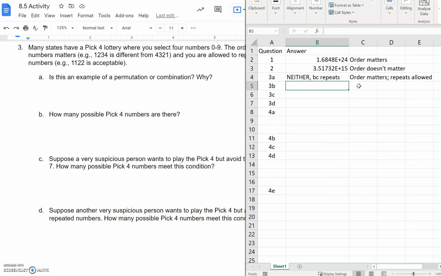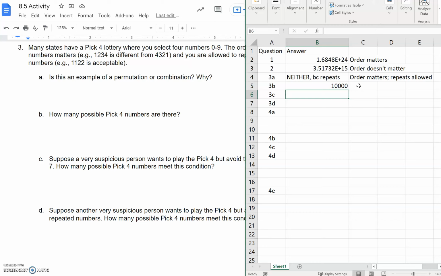In 3B, how many possible pick 4 numbers are there? If we think about how many choices I have for the first digit, 0 through 9, so 10 choices. How many choices for the second digit? Same thing, because repeats are allowed. Then the third digit and the fourth digit. So one way to do it is 10 times 10 times 10 times 10, which gives 10,000. The other way, since it's repeated multiplication as we saw in the video, is 10 to the 4th, which is also 10,000.